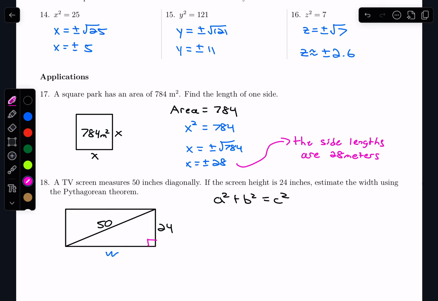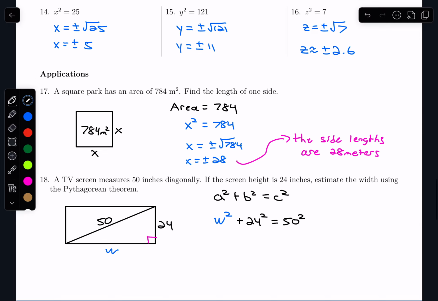So when I use the Pythagorean theorem, a squared plus b squared equals c squared, my two side lengths, w and 24, are the a and b, and then the hypotenuse is the 50, which is c. So when I plug into my formula, I'm going to have that a squared is actually w squared, b squared is going to be 24 squared, and c squared is going to be my hypotenuse squared, which is 50 squared.